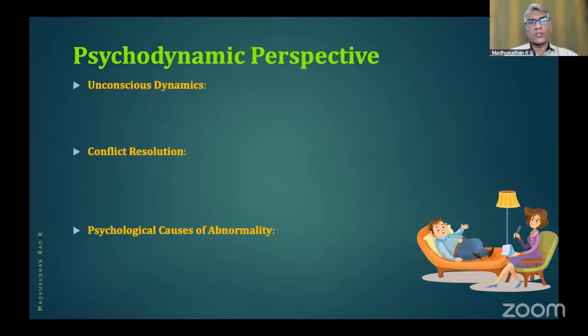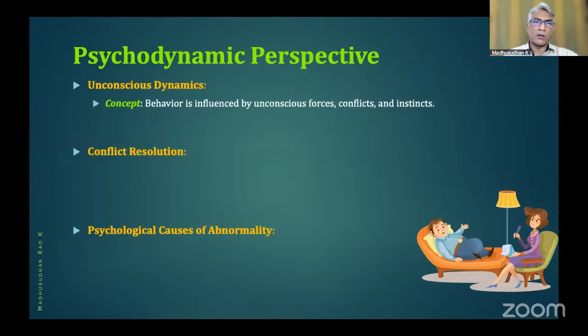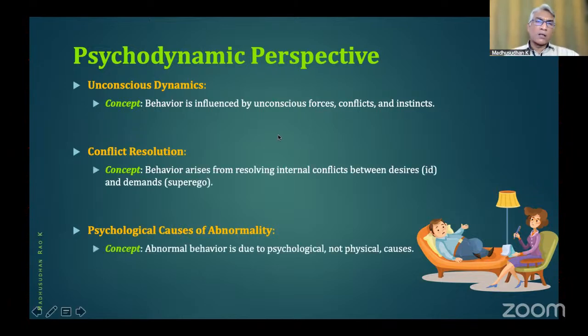What is the unconscious dynamic? The concept is that behavior is influenced by unconscious forces, conflicts, and instincts. Unconsciously, these things will happen. I'll give an example after completing this. Conflict resolution means behavior arises from resolving internal conflicts between desire, the id, and demand, the superego. Imagine the iceberg divided into three major parts. One side is superego: unconscious, preconscious, conscious. Similarly ego and id: conscious, unconscious, and preconscious.